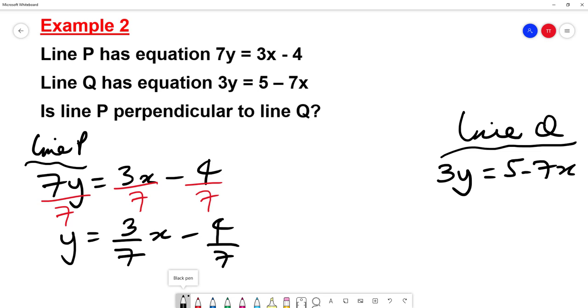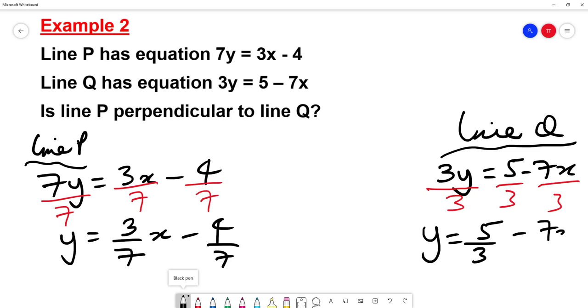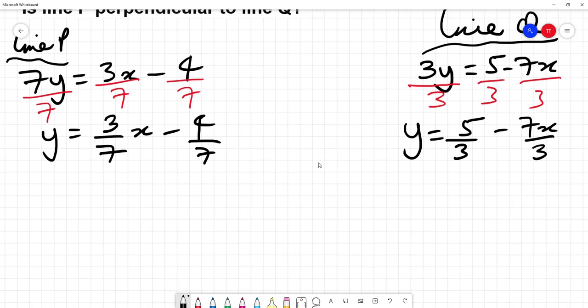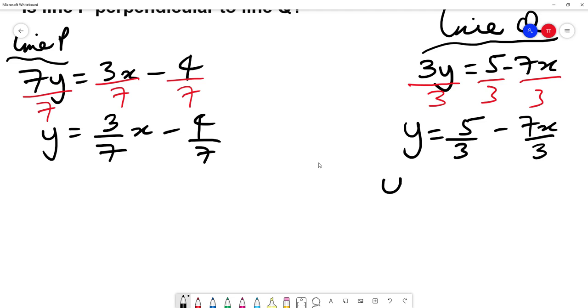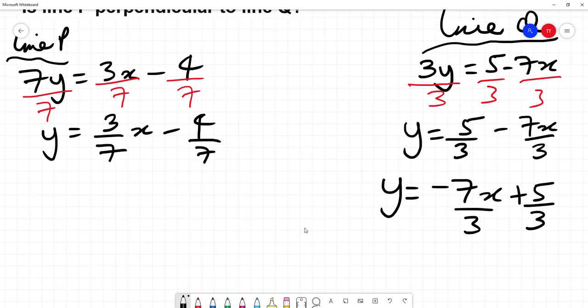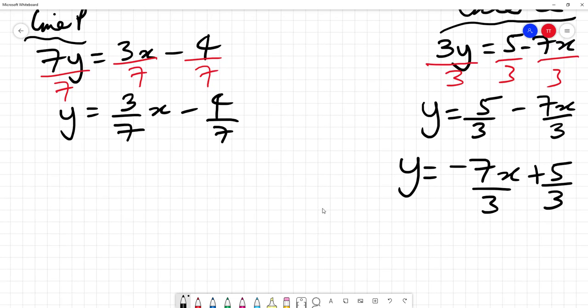This is not in the correct format, so let's divide everything by 3 first of all. So in red pen, we get divide by 3, divide by 3, divide by 3. Now what we get here is y equals 5 over 3 minus 7x over 3, but again we want it to look like y equals mx plus c, so we're going to write it in that manner. So we get y equals minus 7x over 3 plus 5 over 3. Now we've got the equations in the correct format for line P and line Q.